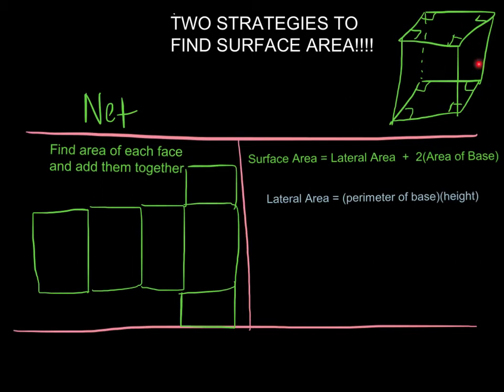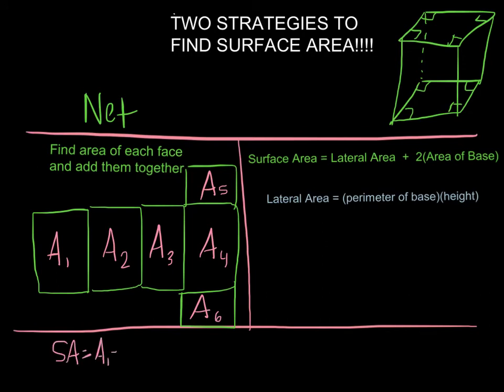So there's 1, 2, 3, 4 lateral rectangles and 2 bases. 1, 2, 3, 4, 5, 6. So if you found the area of area 1, area 2, area 3, area 4, area 5, and area 6, the surface area would be all those areas added together. It's a little bit longer, but this is definitely a way that you could find the surface area of this shape. That is one strategy.